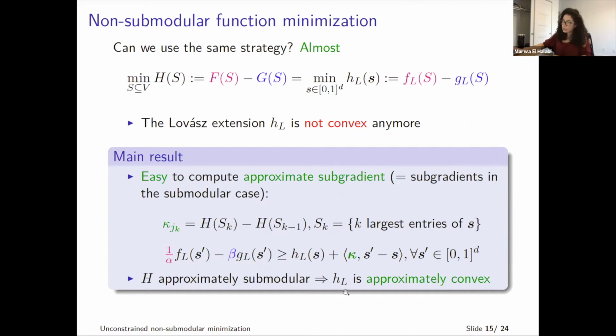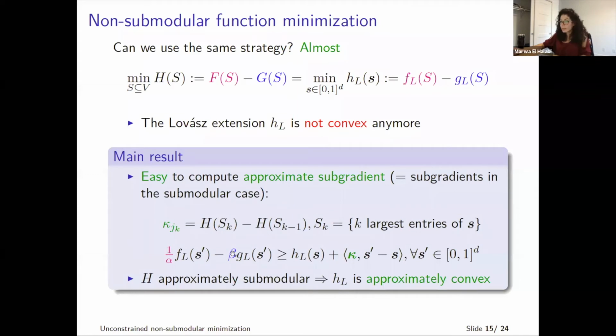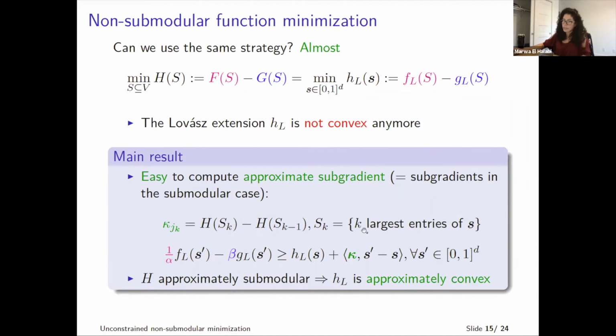And one nice thing about this is that, again, this is the same vector that we were using as a subgradient for the submodular case. So this can again be computed efficiently by just doing sorting and evaluation of the function.